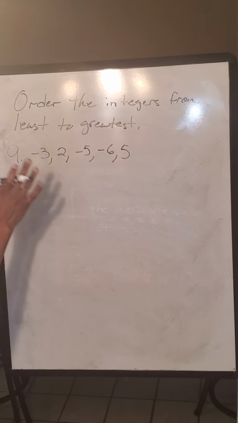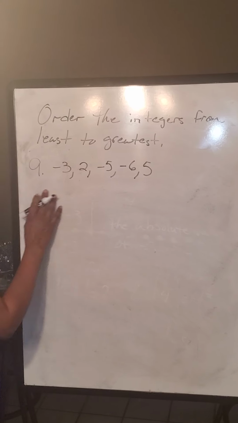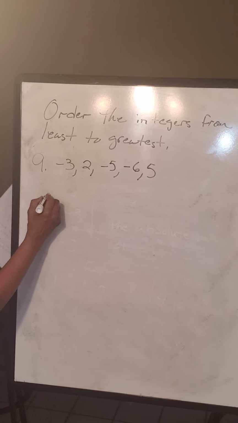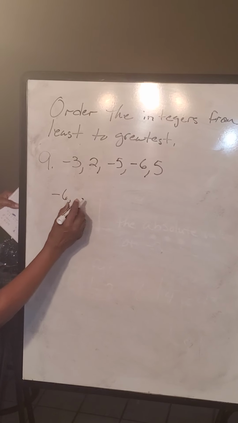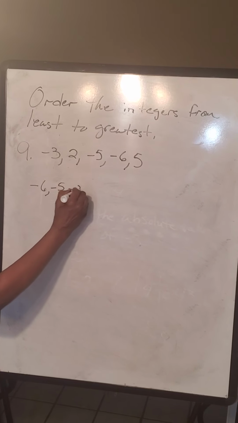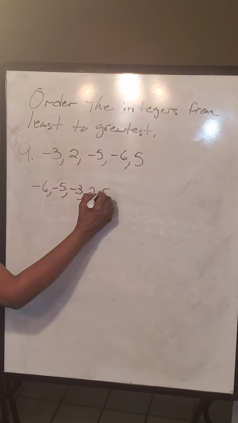So the instructions read from least to greatest. So I need to determine which one of these numbers is the smallest number. So in this set, that -6 is the smallest, so I'll start with the -6. Then I would have my -5, then -3, then +2, +5.